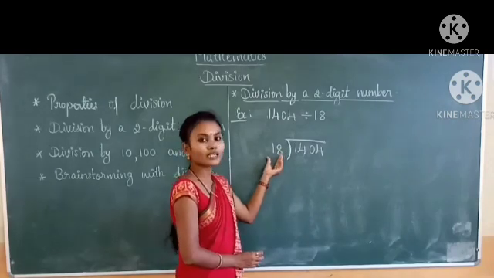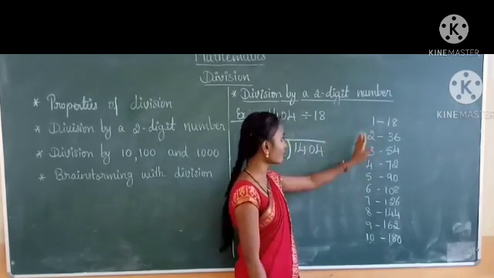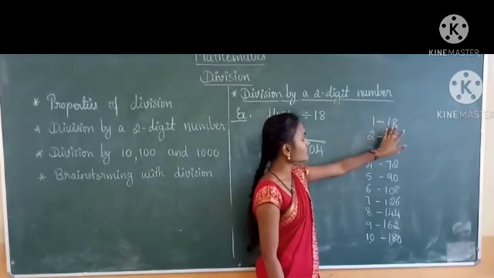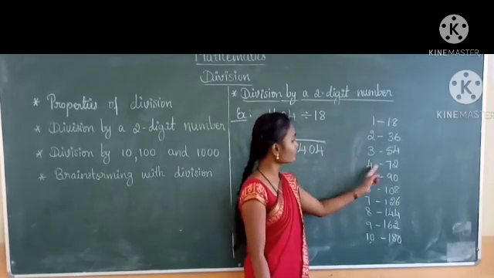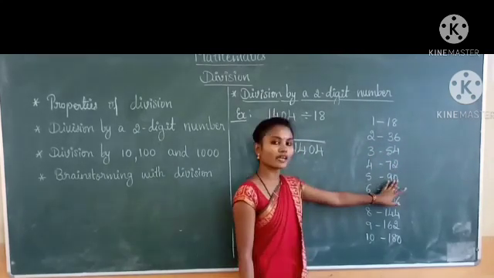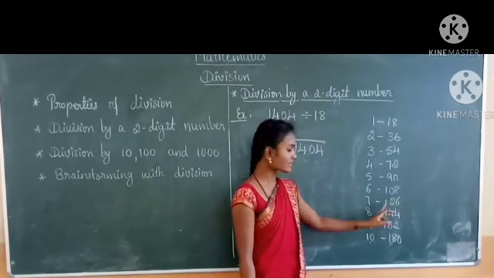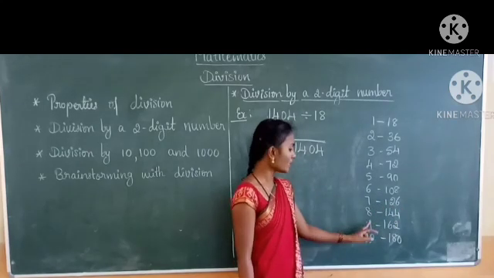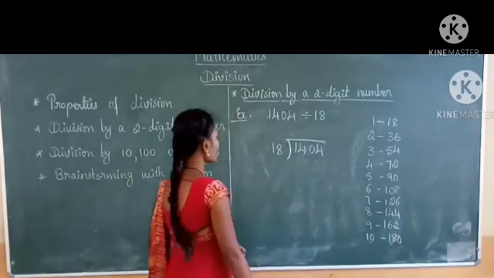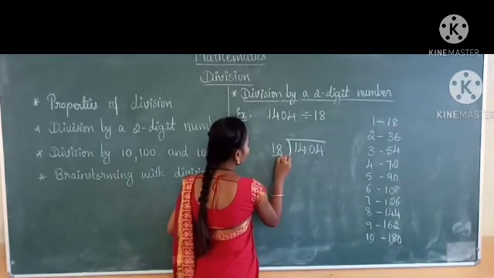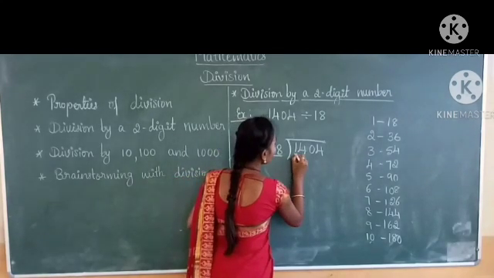So first write the table of 18. This is the table of 18. I have written in short form. 18 ones are 18, 18 twos are 36, 18 threes are 54, 18 fours are 72, 18 fives are 90, 18 sixes are 108, 18 sevens are 126, 18 eights are 144, 18 nines are 162, and 18 tens are 180. So here we are dividing by a two-digit number. Therefore, first you have to take two digits.